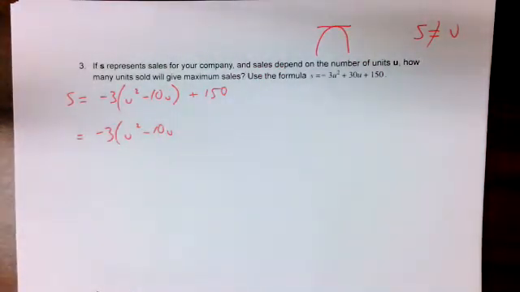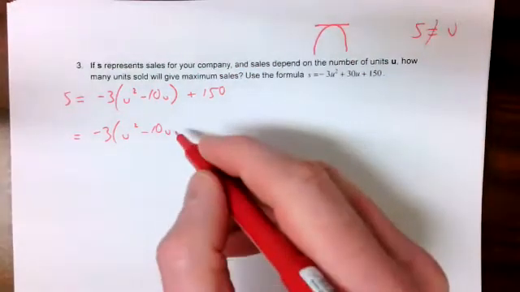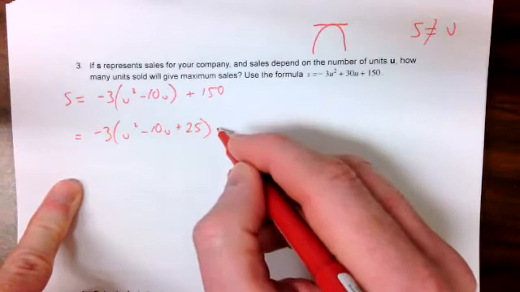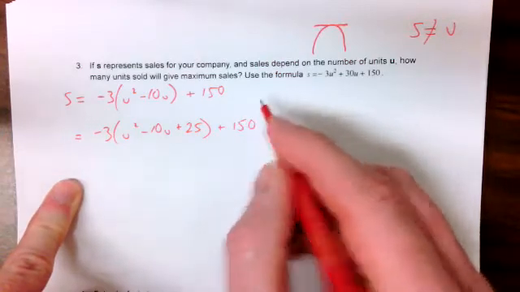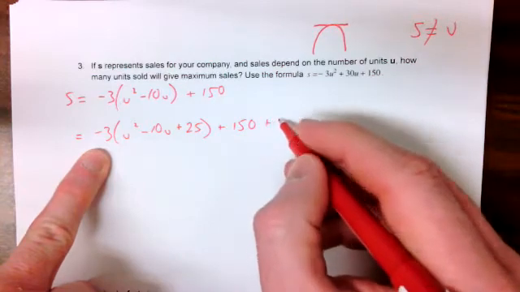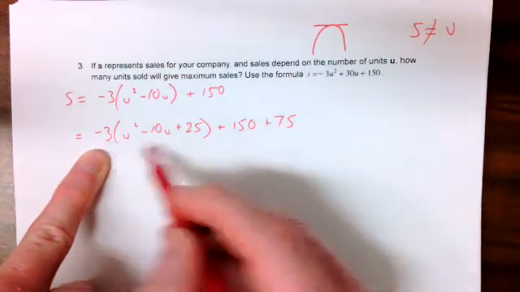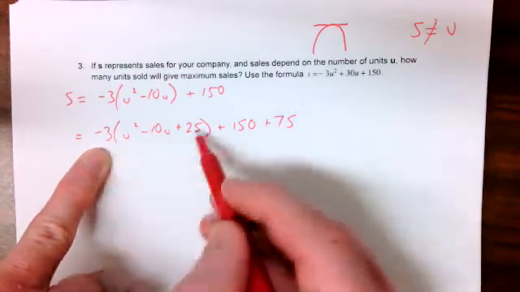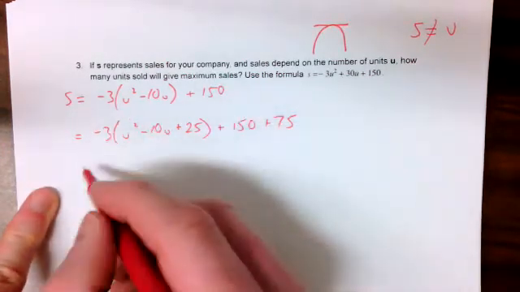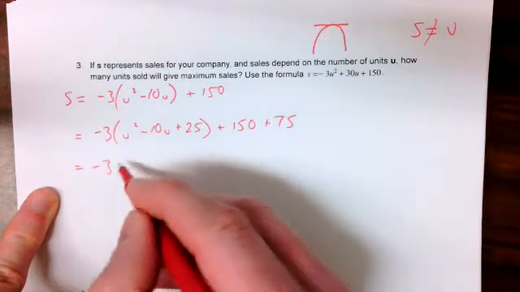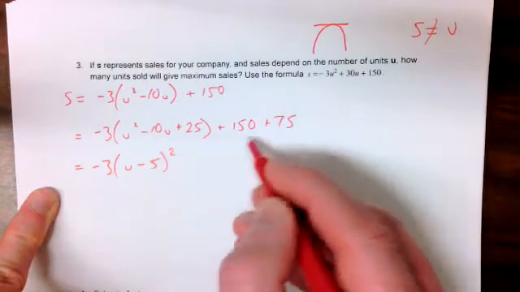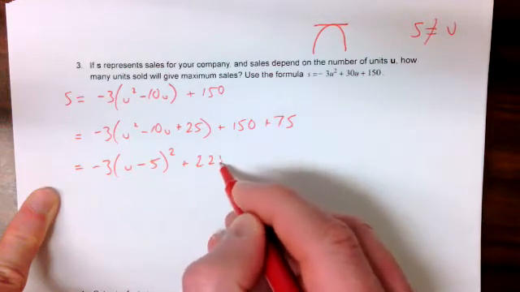Negative 10 divided by 2 is negative 5. Negative 5 squared is positive 25. Oh, excuse me. So we just added negative 75, so we need to add positive 75. Negative 3 times positive 25 is negative 75. We've got to do the opposite, so we can't change the value of this. Let's clean things up. Negative 3 times U minus 5 squared plus 225.